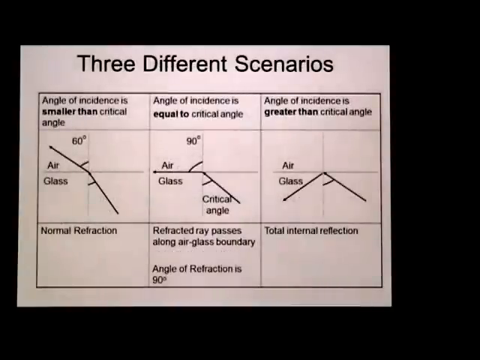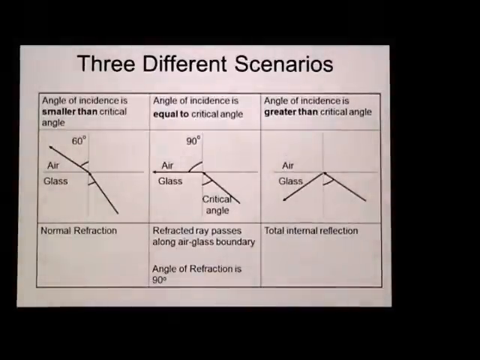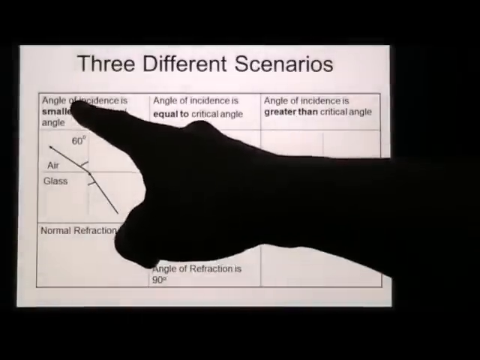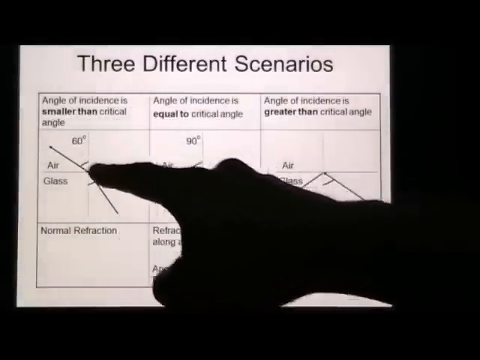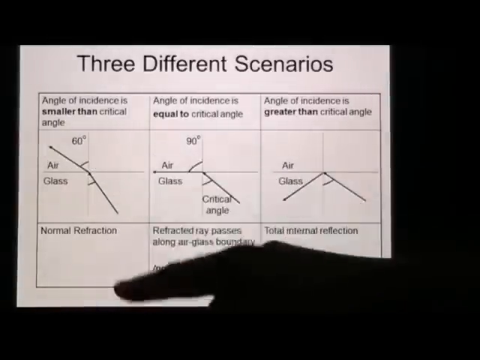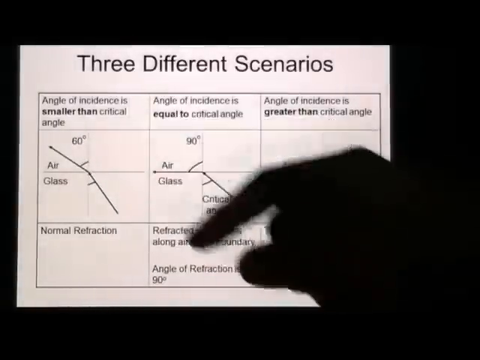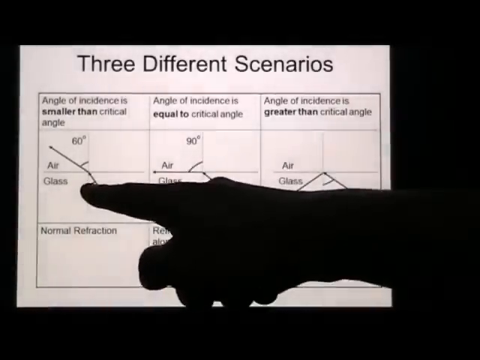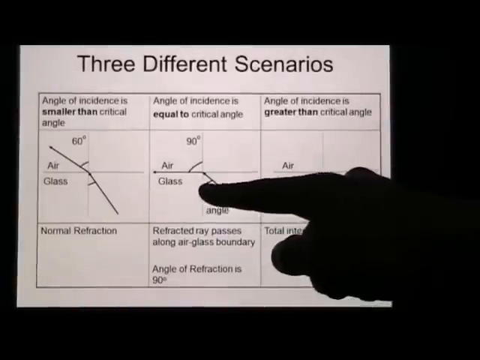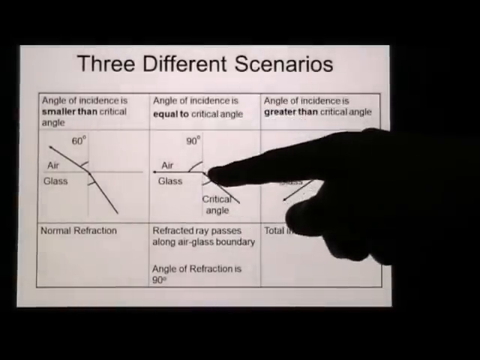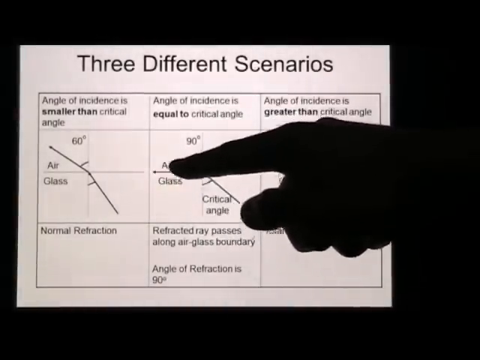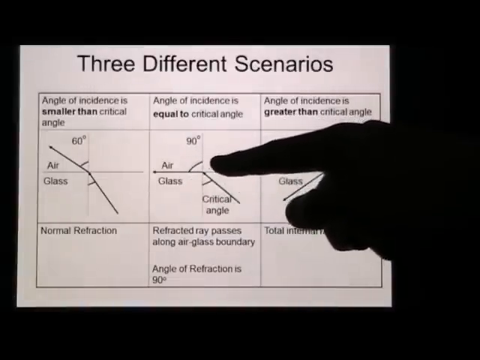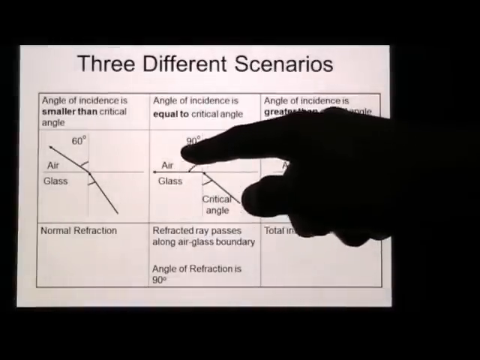Now let's do a summary. There are altogether 3 scenarios when the light ray is moving from an optically denser to a less dense medium. When the angle of incidence is smaller than the critical angle, normal refraction will occur. That means the light ray will emerge into the other medium and get refracted. When you slowly increase the angle of incidence such that it becomes the critical angle, the light ray is now going to go along the surface boundary, and you have an angle of refraction of 90 degrees.